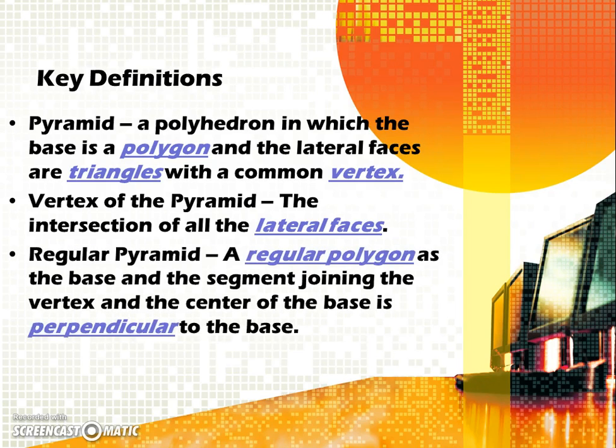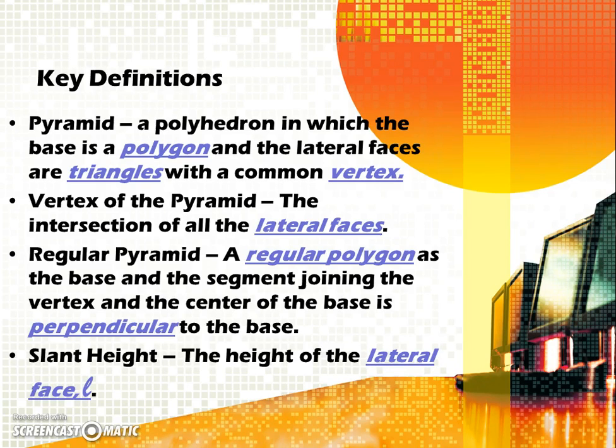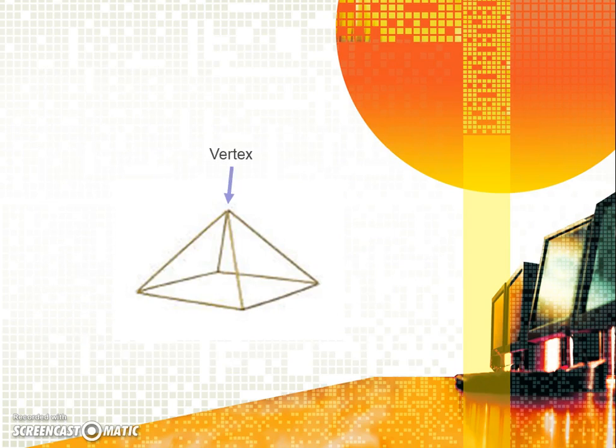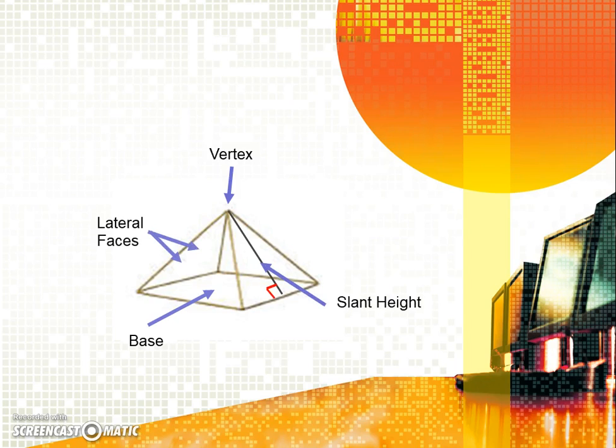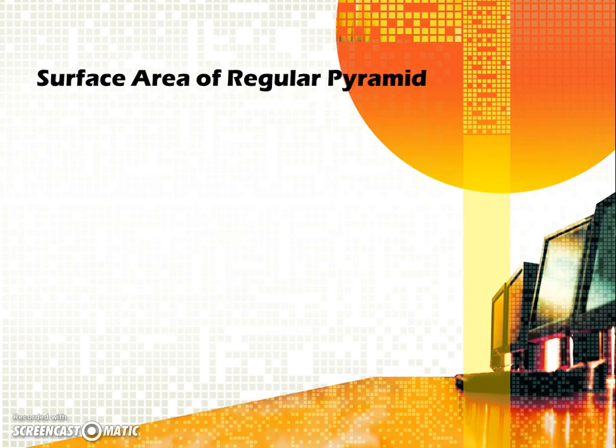A regular pyramid is one where the base is a regular polygon. The slant height is the height of the lateral face, the height of the triangle, not the height of the pyramid. So here's a vertex, here's the base, and the lateral faces are triangles. The slant height, again, is the height of the triangle, not the height of the pyramid.